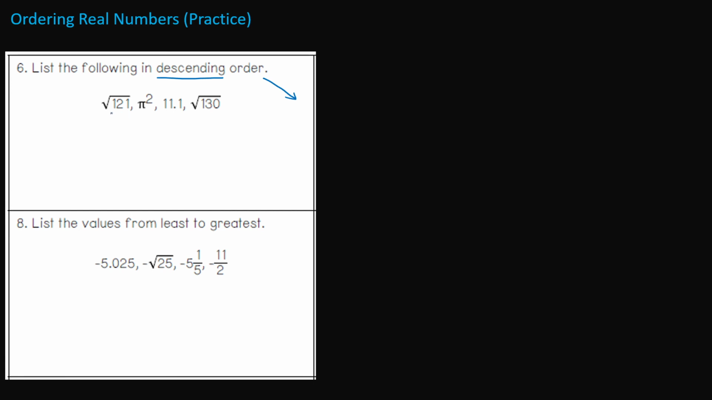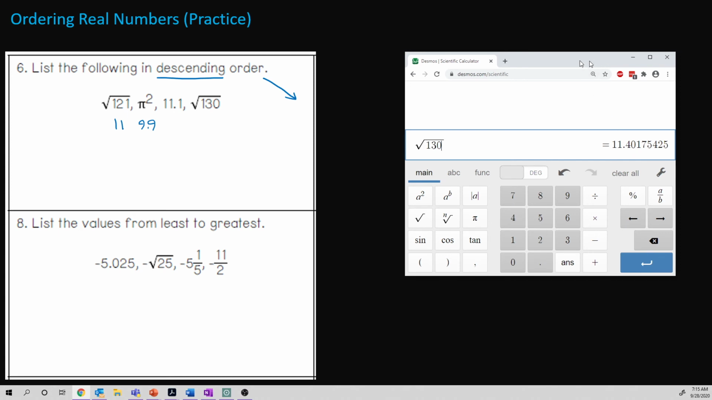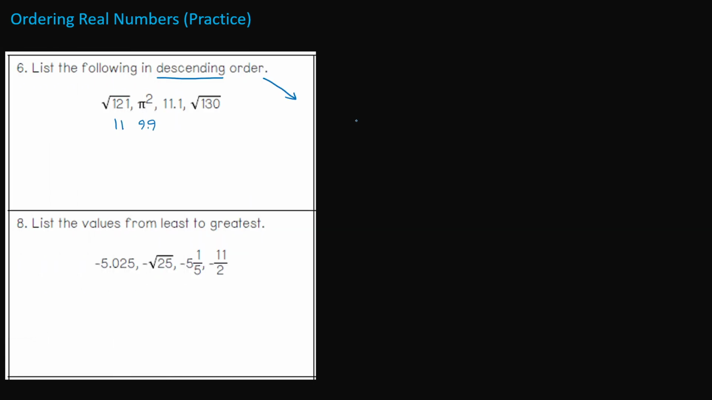So first off, the square root of 121, the principal root of 121, that's 11. That's saying that the number that when you multiply it by itself twice equals 121, that number is 11. Pi squared, we already said, was approximately 9.9. 11.1 is already a decimal. And if we estimate the square root of 130, we get approximately 11.4.